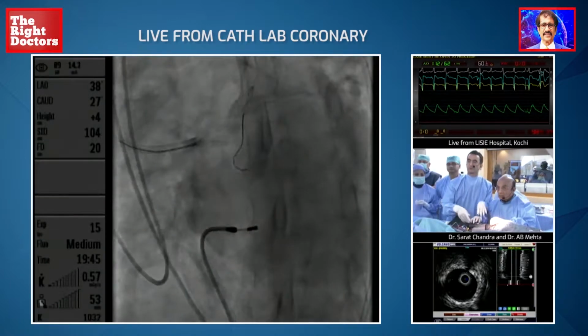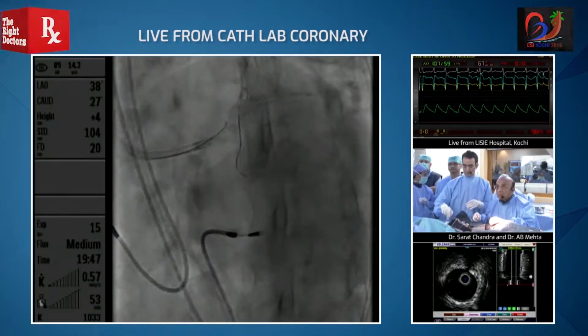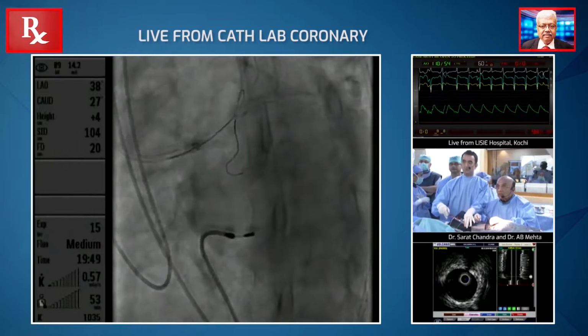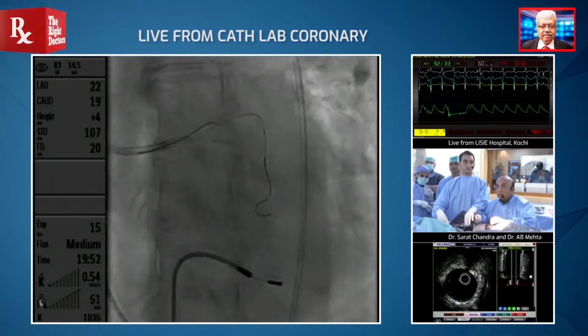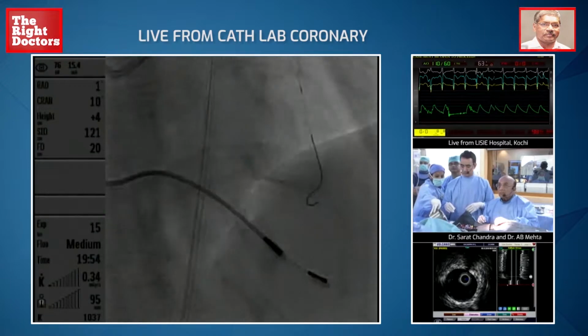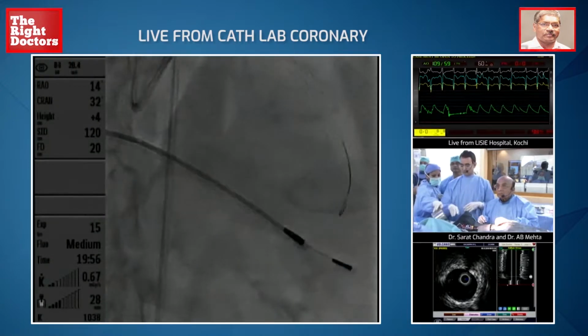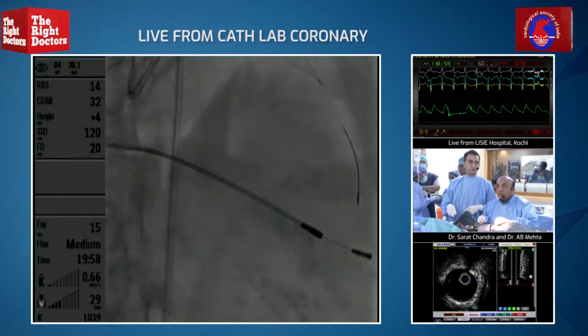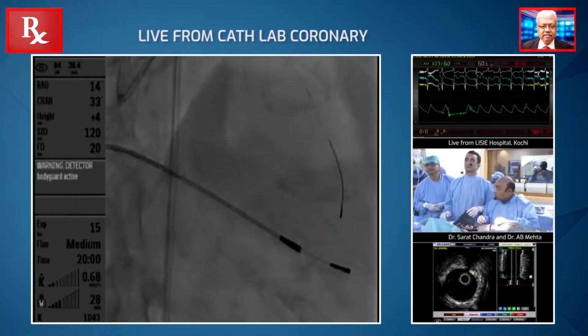So we're just post-dilating the distal stent just to make sure we've got it absolutely optimized. We have to go quickly. We have only 5 minutes more.